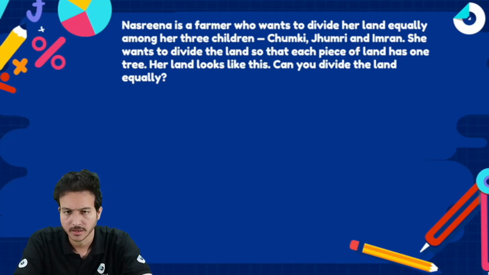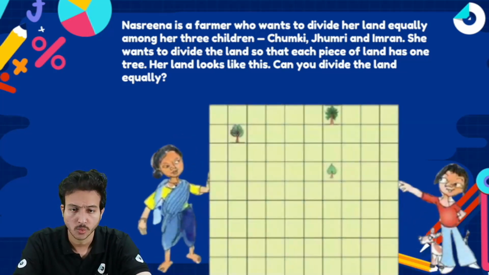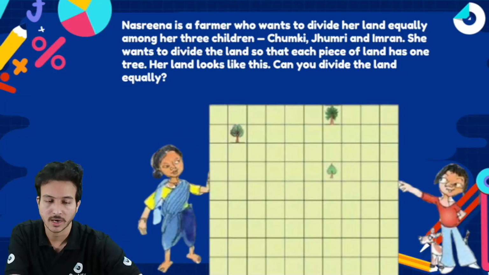Nazrina is a farmer who wants to divide her land equally among her three children, Chumki, Chumri, and Imran. She wants to divide the land so that each piece of land has one tree. Her land looks like this. Can you divide the land equally? Her land looks like this.